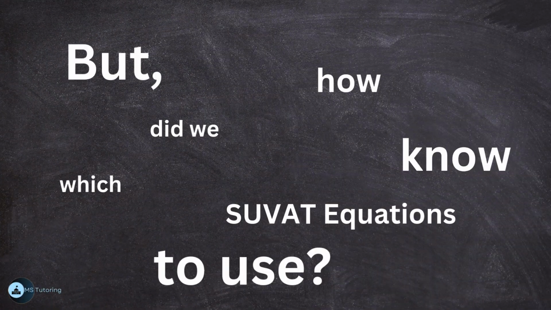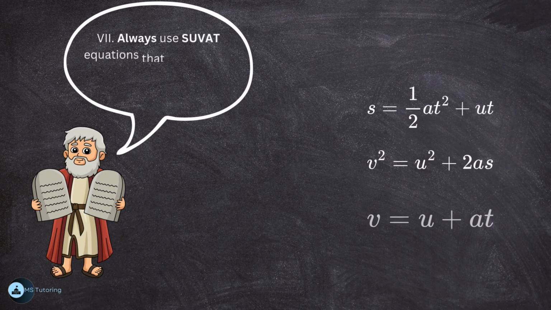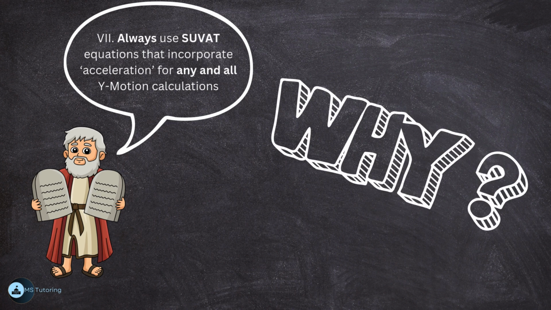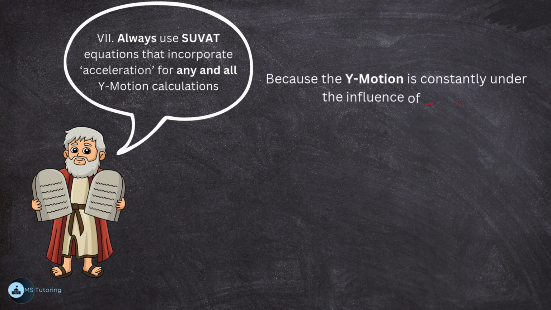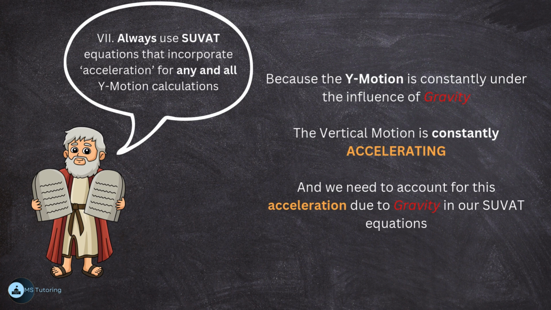Now, you might be asking, how did we know which SUVAT equations to use? Here's another little trick. Commandment 7. When we are doing y motion calculations, we always want to be using SUVAT equations that have acceleration in them. But why exactly? Well, remember, acceleration due to gravity only acts on the vertical motion. It does not operate on any horizontal motion of the projectile.